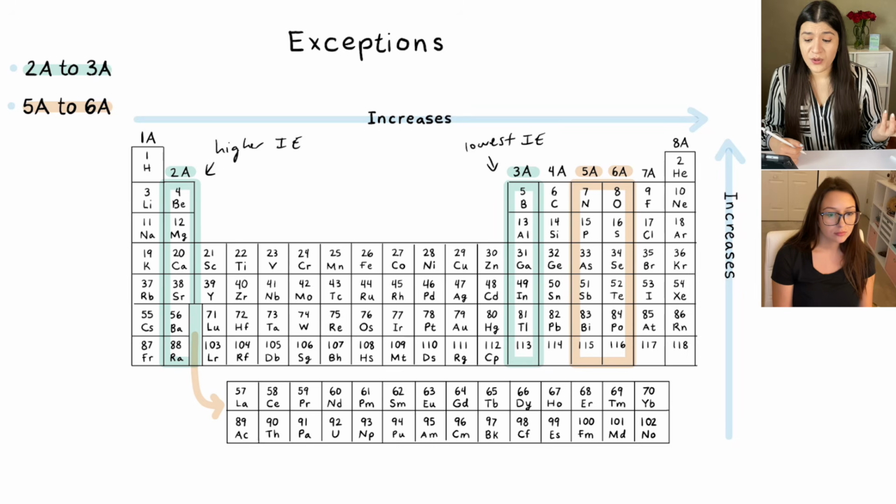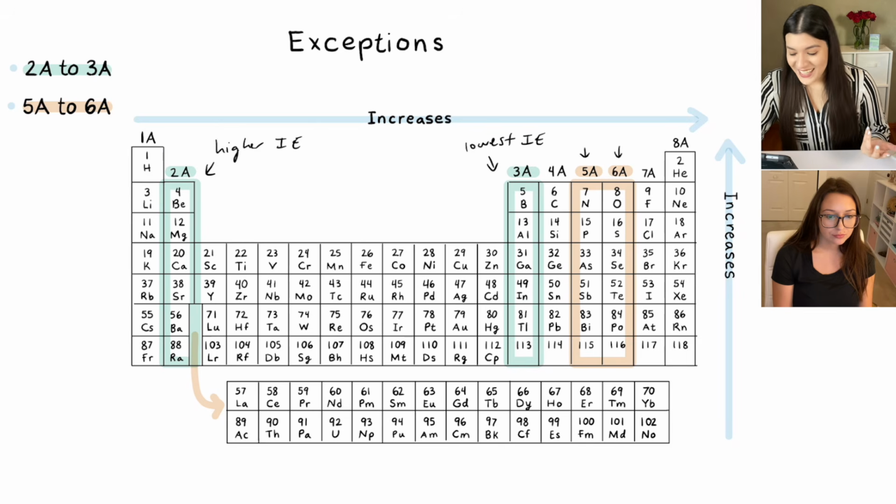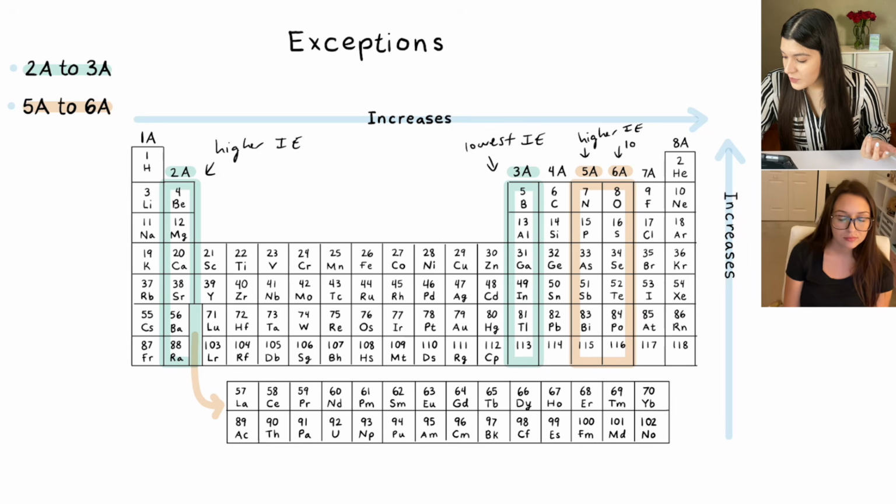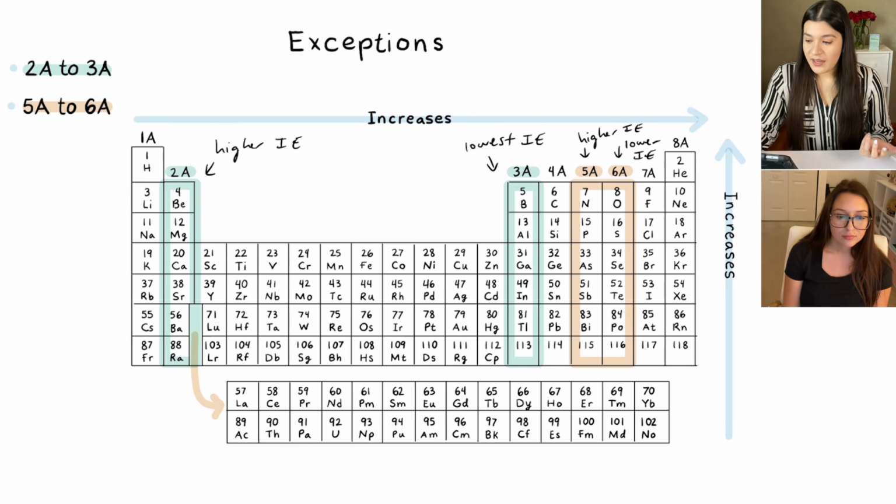And then the same thing goes with 5A and 6A in orange. Well, you would think that 6A would be higher because it would follow the trend. No, it's an exception to the rule. So it's actually the opposite. 5A would have a higher ionization energy, and then 6A will have a lower ionization energy. And I'll explain why.